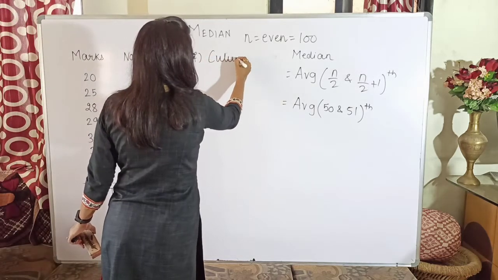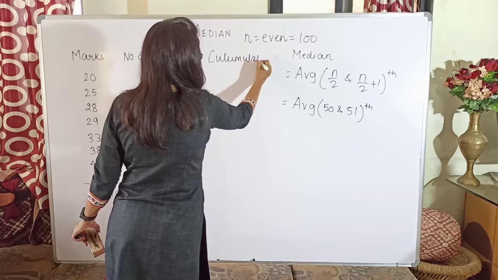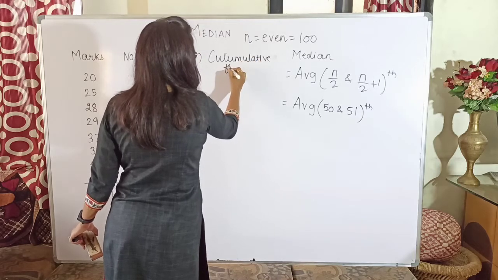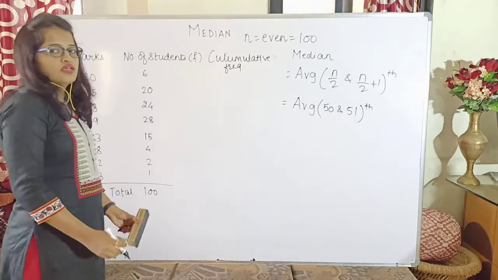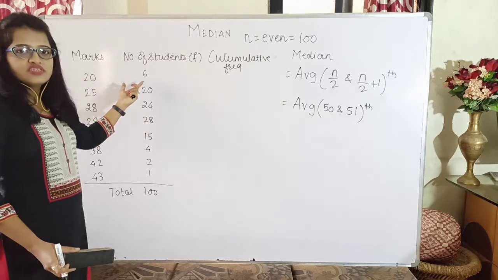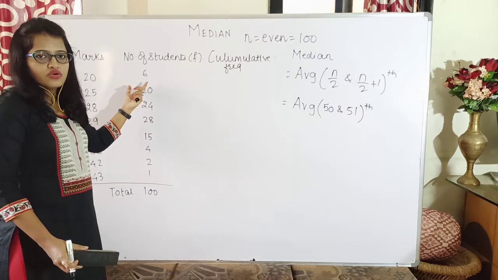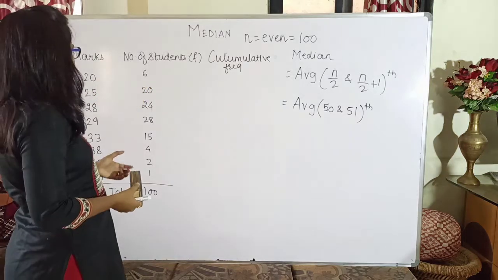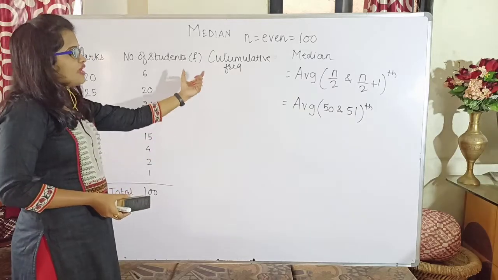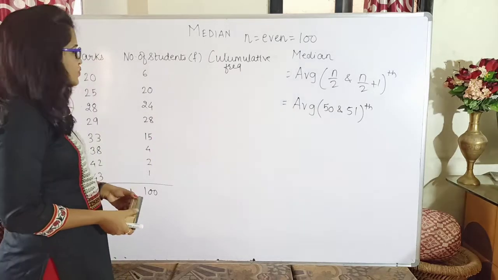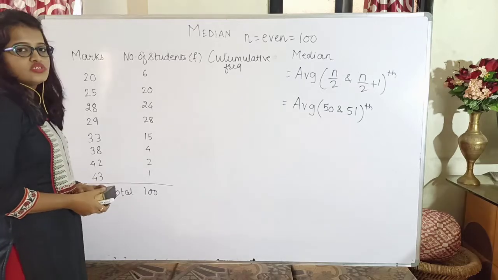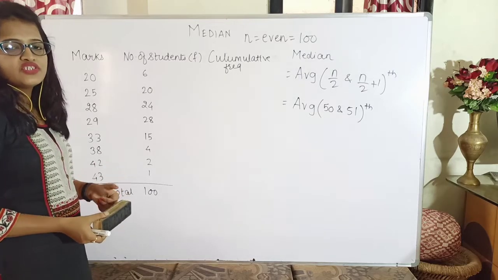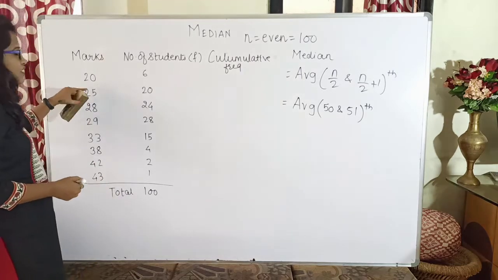Cumulative frequency, wherein you are considering the frequencies before the given value. Okay, so now we are going to add one column, cumulative frequencies. We are going to see how many observations are there till this value.